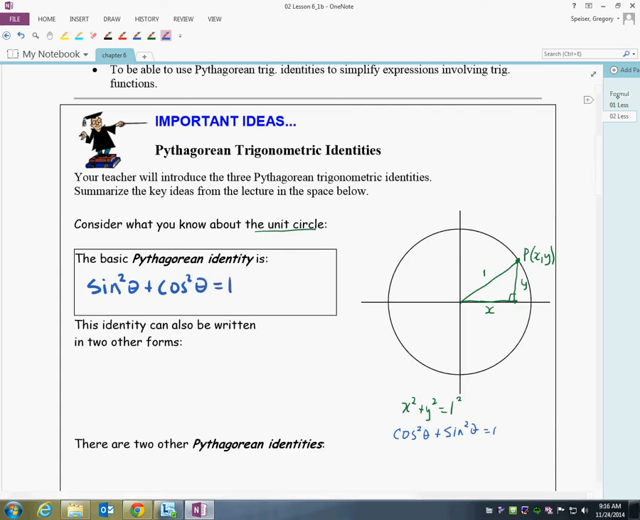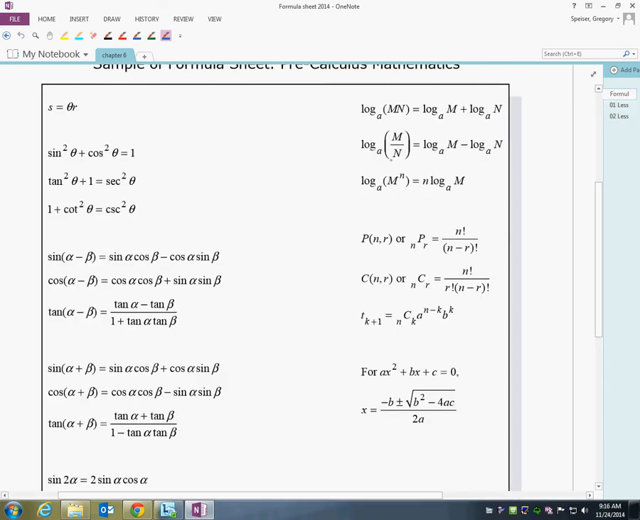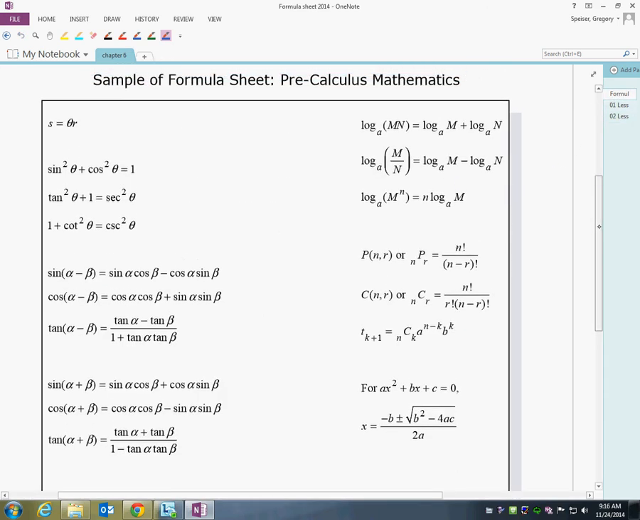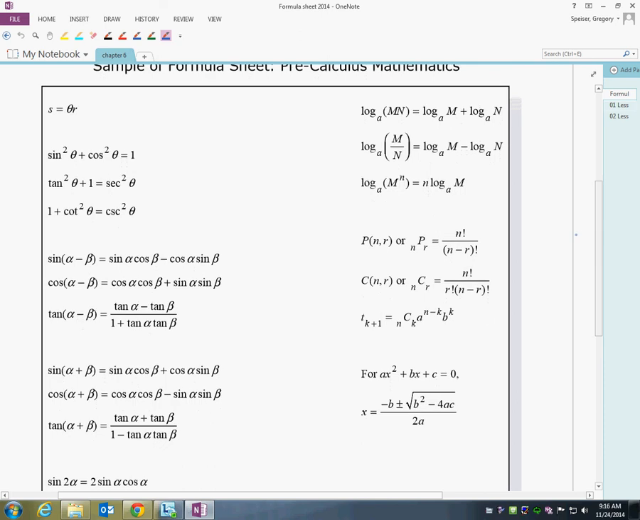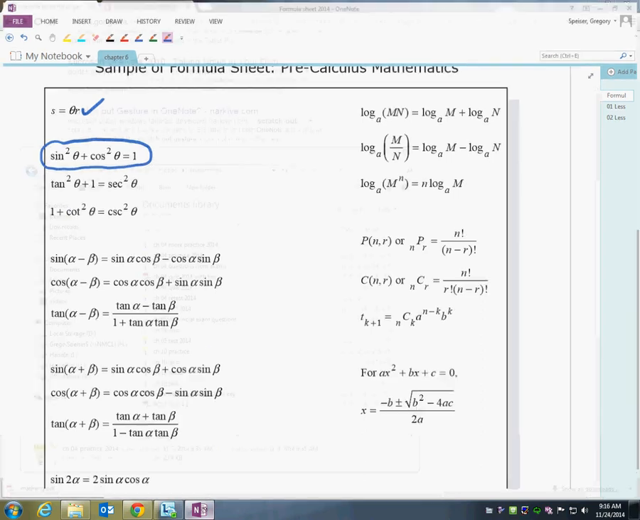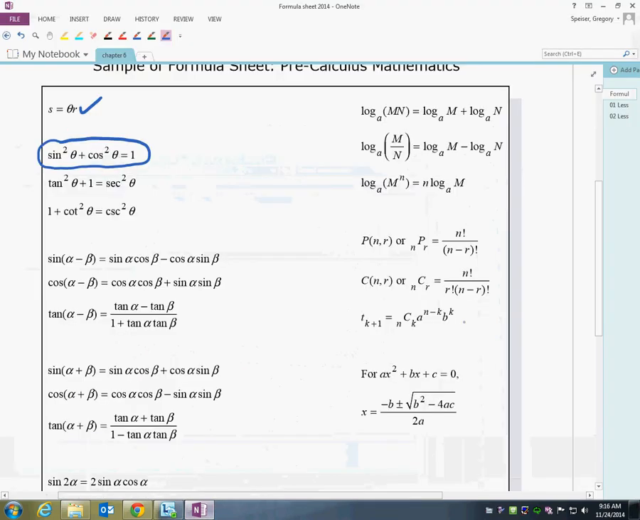I'm just going to pop over to our formula sheet. So this is the formula sheet this year for the pre-calculus exam. This is what you're going to get on exam day, and you'll see, okay, this is the first formula that we used in a previous chapter 4, and here is this Pythagorean identity we have there. Sine squared theta plus cos squared theta is equal to 1.